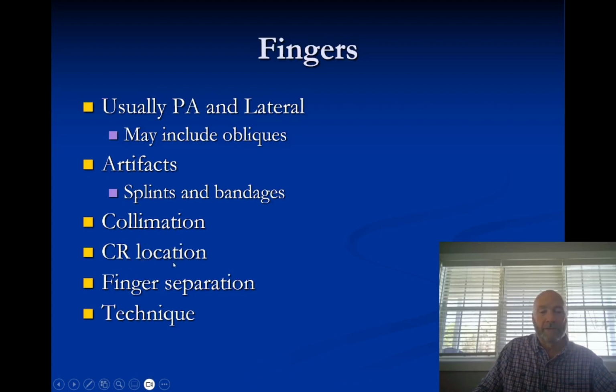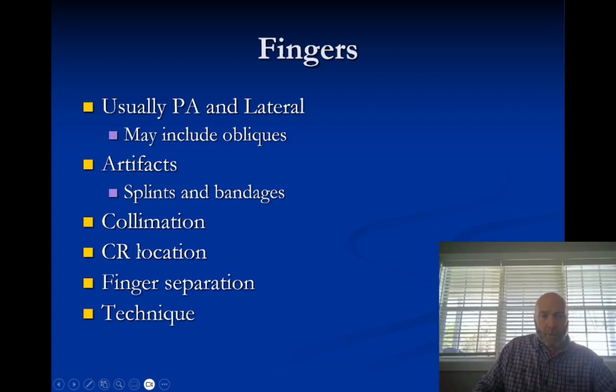So central ray location for everything that we're going to talk about is pretty much in the middle of the anatomy, and it's just a matter of picking out where that middle of the anatomy is. In our fingers, the center of the anatomy is going to be the proximal interphalangeal joint.